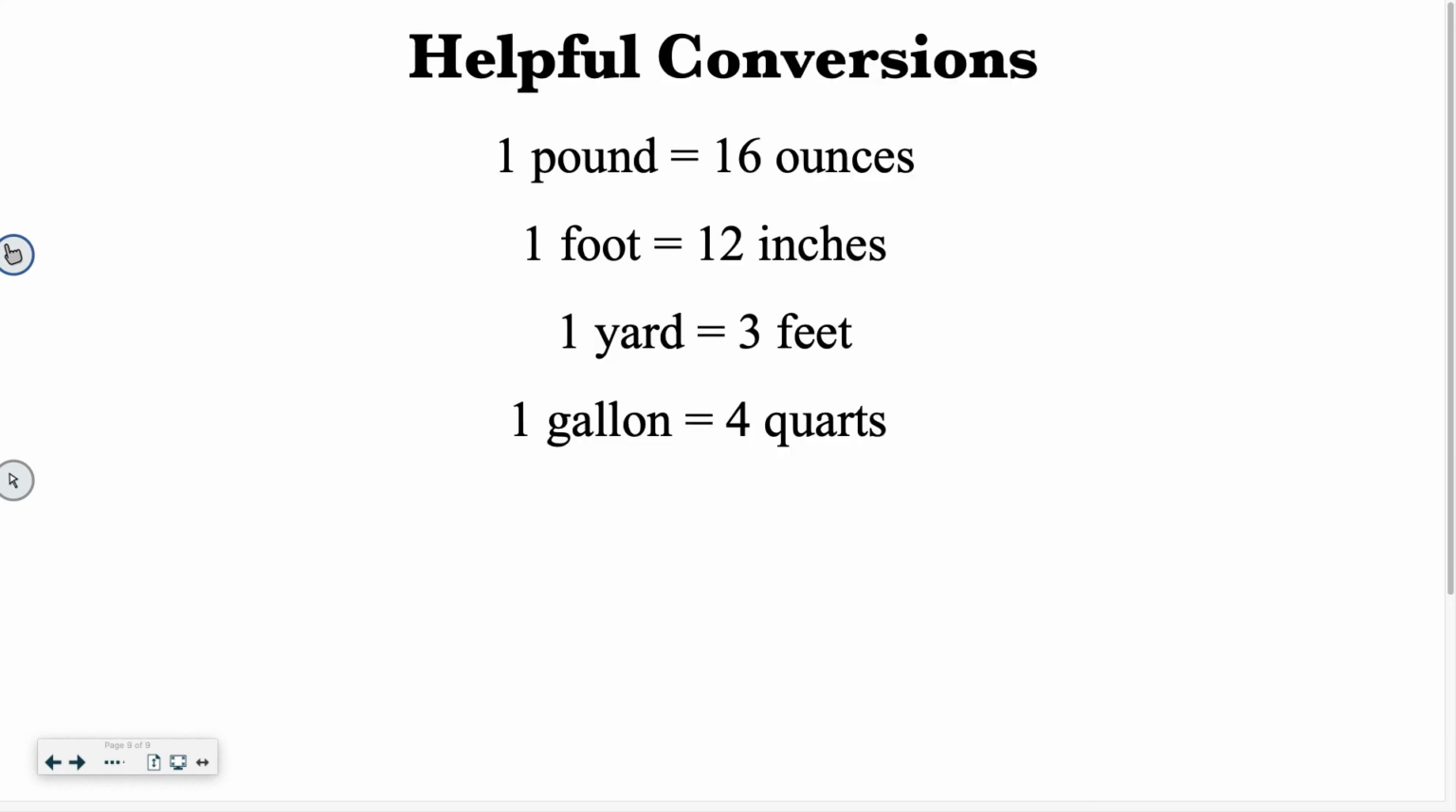Here is a page of helpful conversions that you might want to write down so that you have them, or take a screenshot so you have these as a reference point when you are working on your assignment. 1 pound equals 16 ounces, 1 foot equals 12 inches, 1 yard equals 3 feet, and 1 gallon equals 4 quarts.